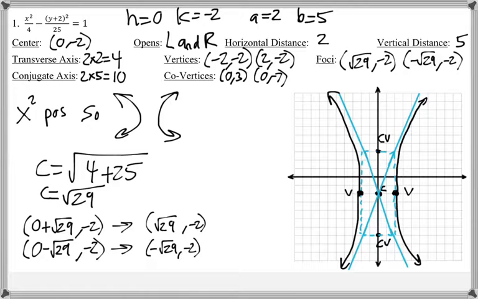So my foci are going to be horizontal from the center, and 1, 2, 3, 4, 5, it's going to be like right here, and then 1, 2, 3, 4, 5, it's going to be like right here. And again, it doesn't have to be exact, as long as it's close, then that'll be okay. So this is our hyperbola.